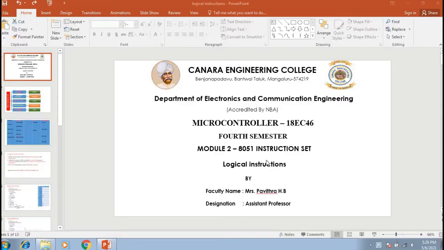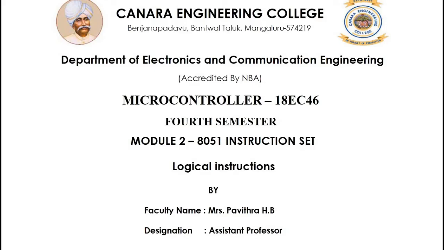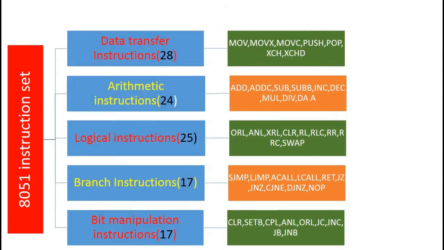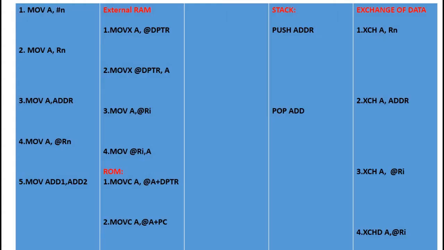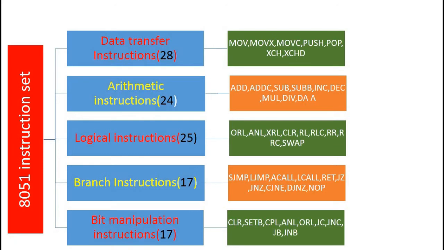Hello everyone, in this video I'll be explaining the logical instructions of the 8051 instruction set. There are a total of 111 instructions in the 8051 instruction set. Those 111 instructions are categorized into 5 different categories: data transfer instructions, arithmetic instructions, logical instructions, branch instructions, and bit manipulation instructions. In this video, we'll see in detail about the various logical instructions.